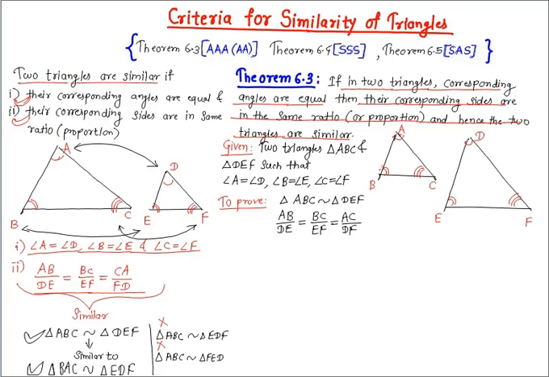That means we need to prove these two triangles are similar. Now, how to prove this? If you see, we are given angle A is equal to angle D, angle B is equal to angle E, and angle C is equal to angle F. These are corresponding angles, right? And we know that corresponding angles are equal in congruent triangles. So we will use the concept of congruency to prove the similarity of these two triangles.